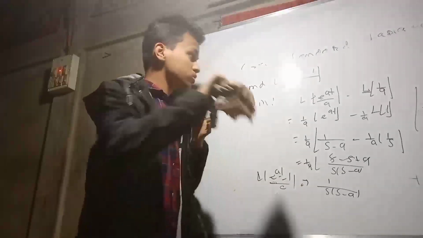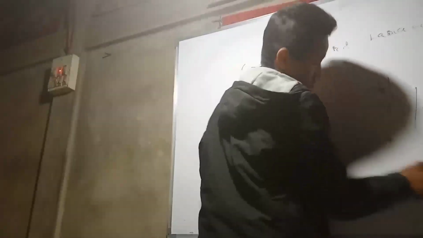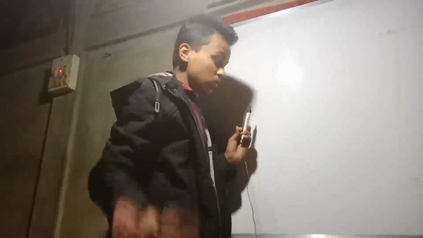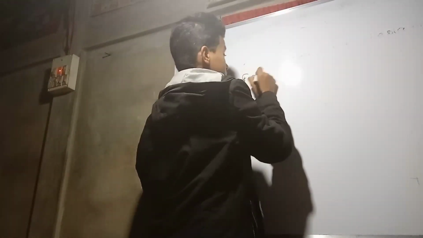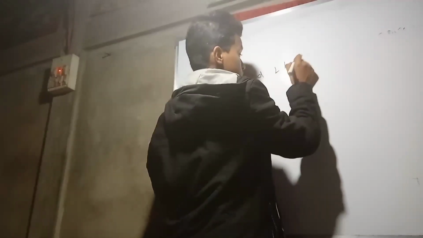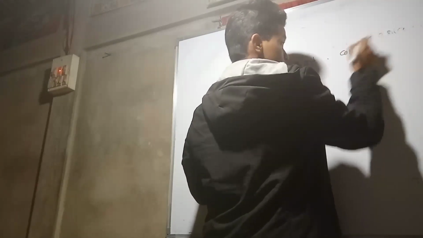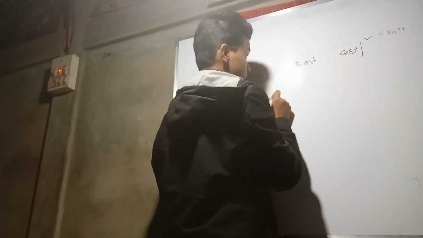Now the next question, please note it down. Find the Laplace transform of (cos t minus cos t) whole squared. Okay, what can we do in the solution? What can I write?